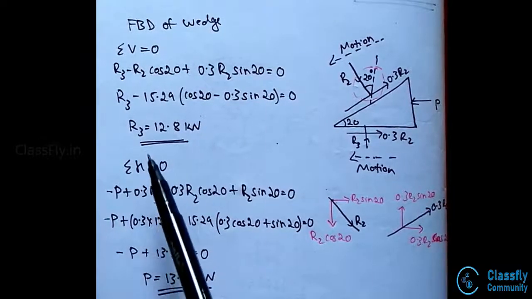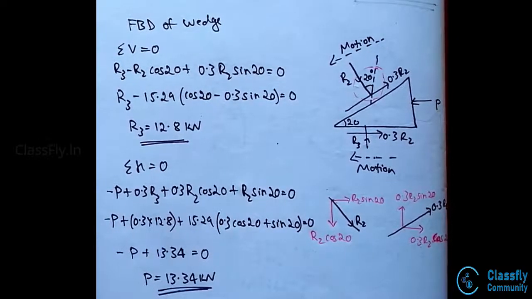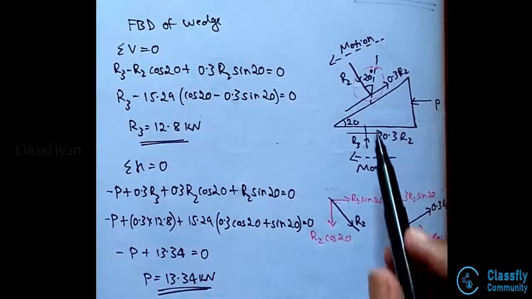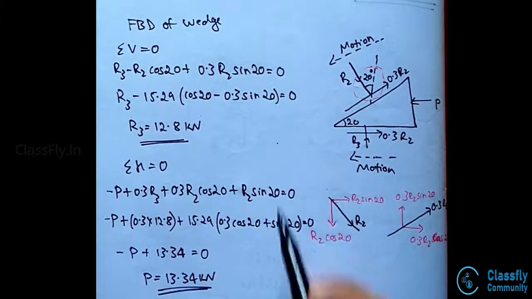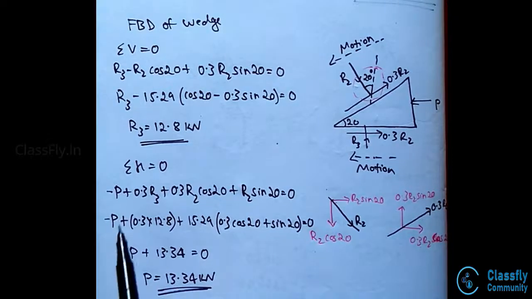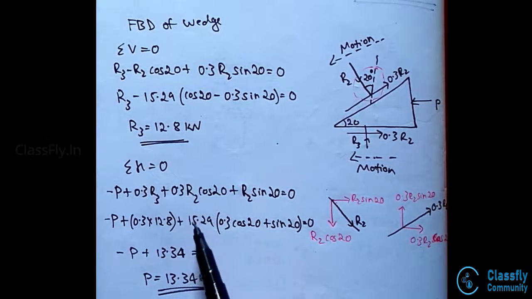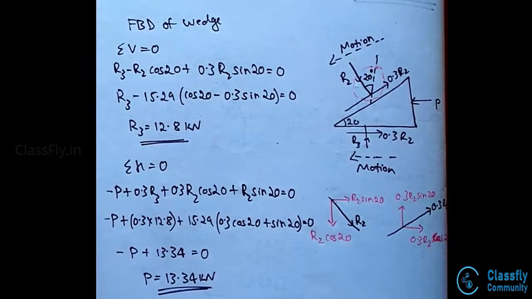Now, summation H is also equal to 0. Hence, we have minus P plus 0.3 R2 plus 0.3 R2 cos 20 plus R2 sin 20 is equal to 0. Minus P plus 0.3 into R3, that is 12.8, plus taking out R2 common, that is 15.29, into 0.3 cos 20 plus sin 20 is equal to 0. Hence, we have minus P plus 13.34 is equal to 0. Hence, from this, we get the value of the horizontal force P to be 13.34 kilonewtons.